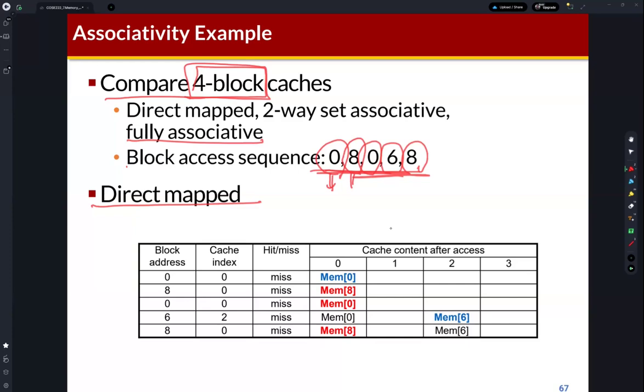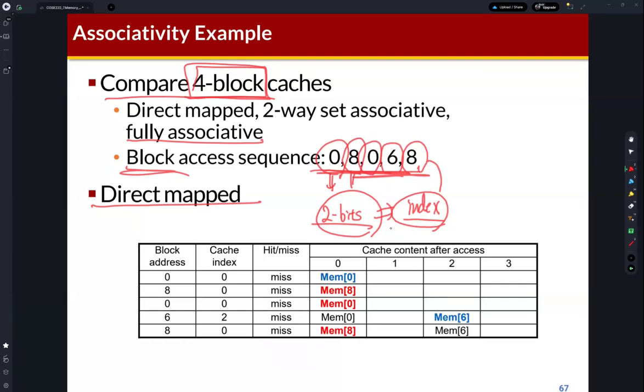So we can just use the 2 bits, right? Because there are 4 blocks, and this is the direct mapped cache, which means this cache has 4 sets, right? So we can just use the LSB 2 bits as the index of this cache. Because this is the block address, not the byte address, as I mentioned, we ignore the byte offset.